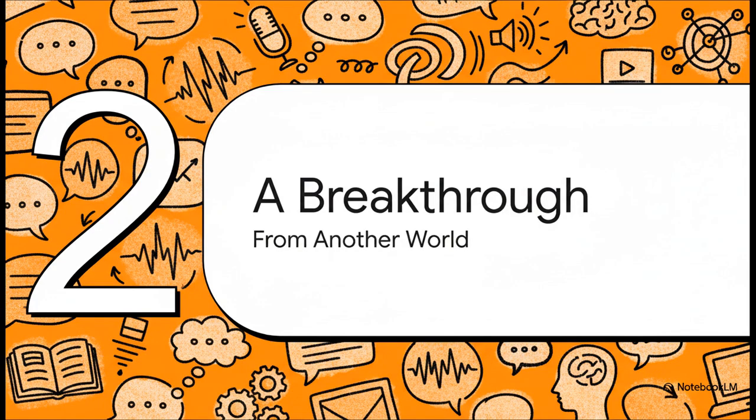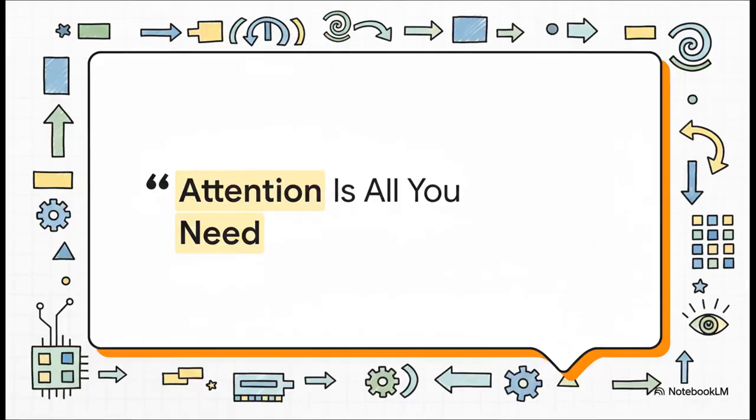The solution, and this is the really cool part, came from a totally different field in AI, the world of understanding human language. This was the title. A groundbreaking paper from Google back in 2017 that introduced what we now call the transformer architecture. It was built for stuff like language translation, but, well, it ended up changing pretty much everything in AI.